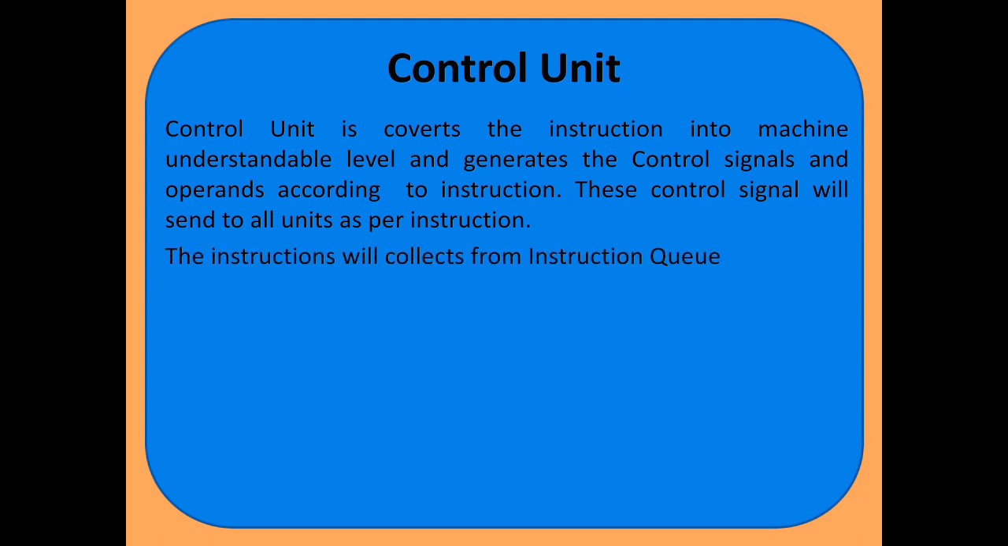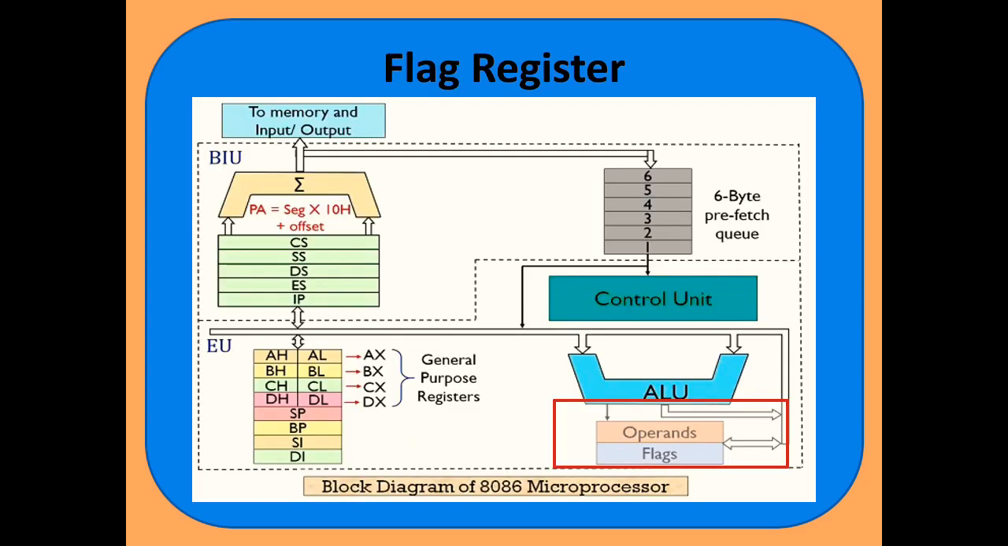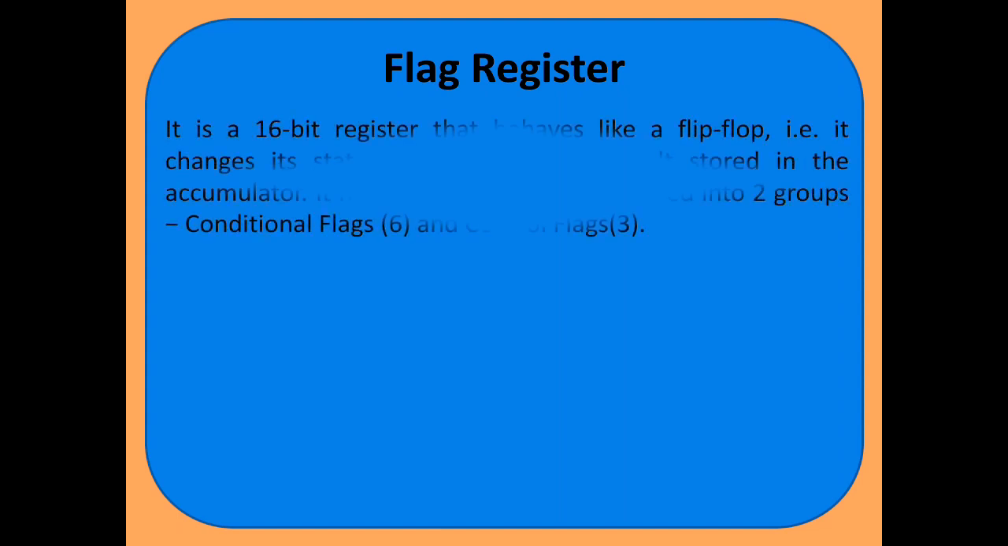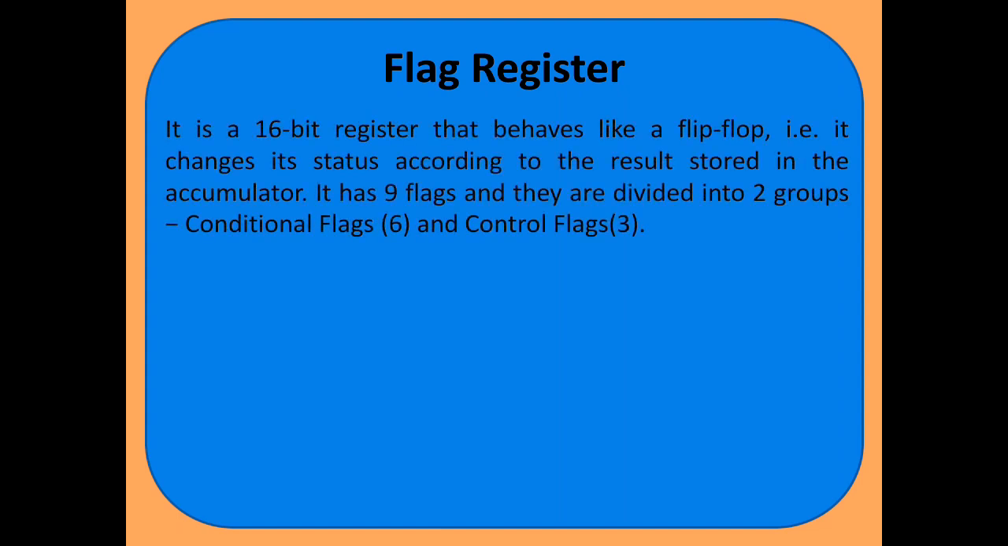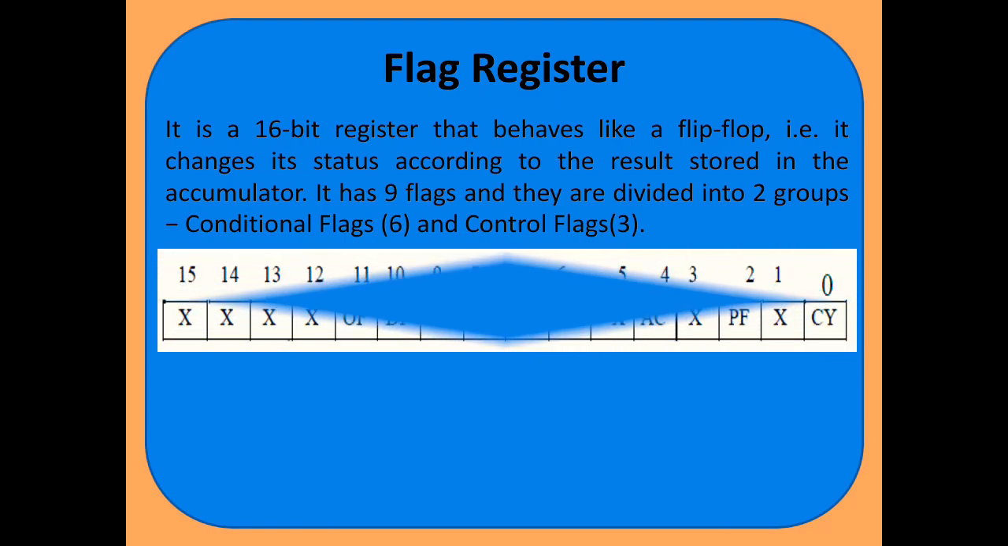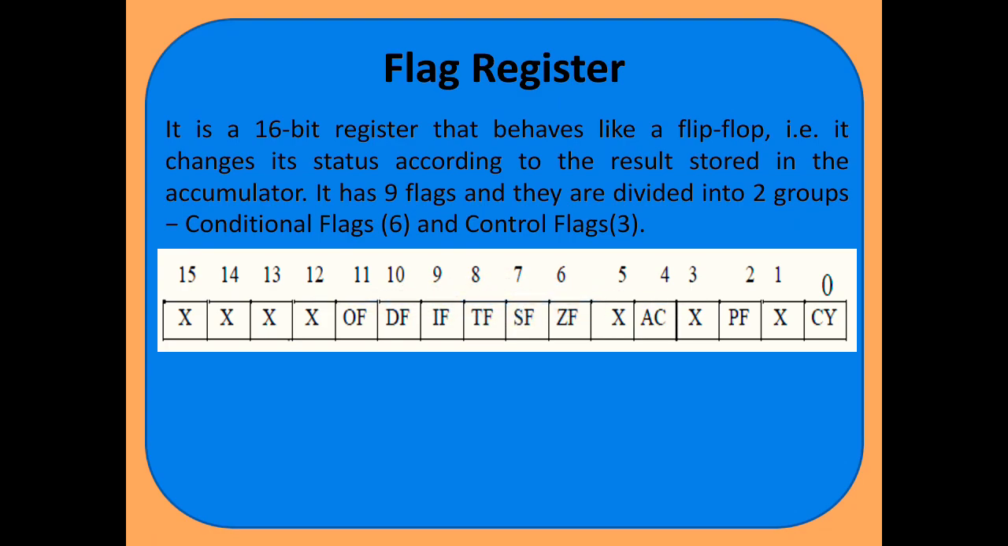This control unit takes the instruction from the instruction queue. Next is the flag register. The flag register provides the information about the status of the results. It has a system bit register, and it has 6 conditional flags and 3 control flags. So, this is the structure of the flag register.